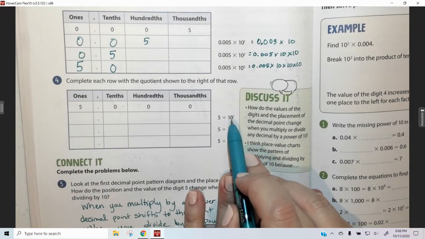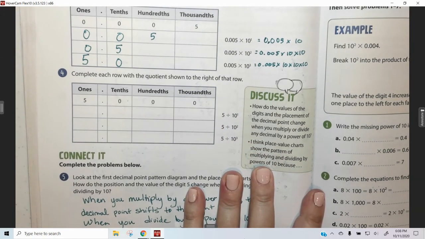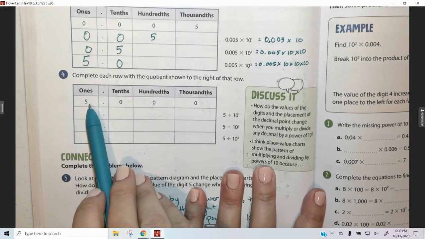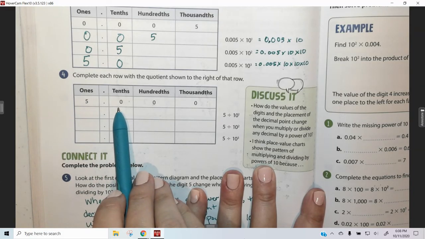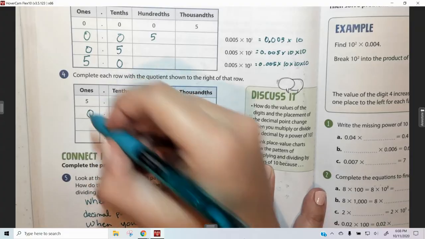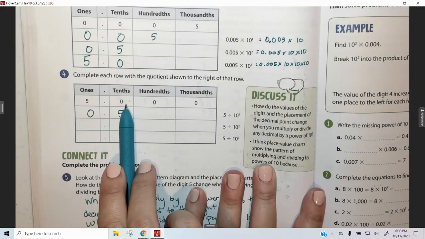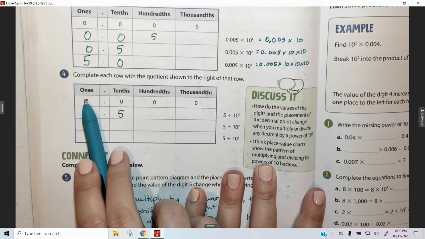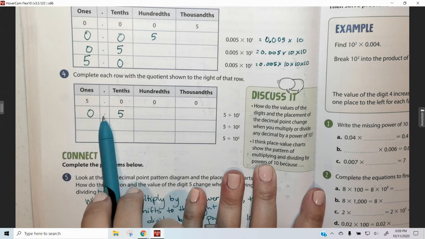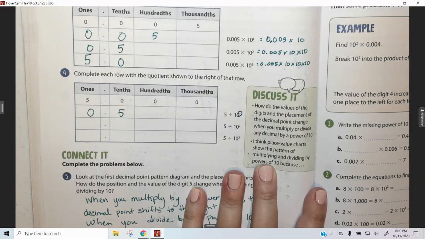So 5 divided by 10 to the first power. 5 divided by 10, or 5 times 1/10, however you would like to say it. Whenever we divide by a power of 10, remember we shift our digit one place to the right. So the 5 is going to move over here, and we're shifting one power of 10, so the 5 moves over one place value, one power of 10. Because we're dividing, the 5 is shifting right. Then it moved one place because we had the exponent of 1.